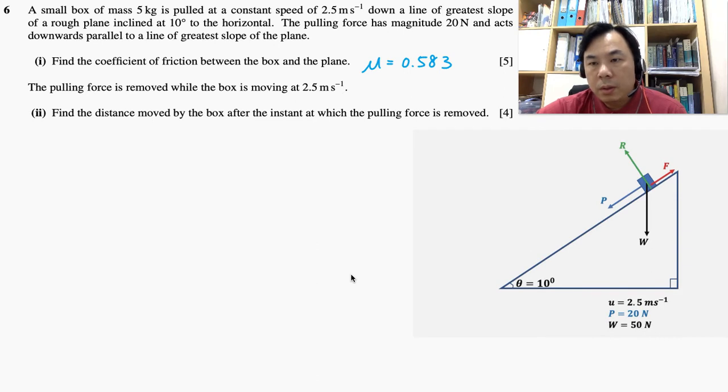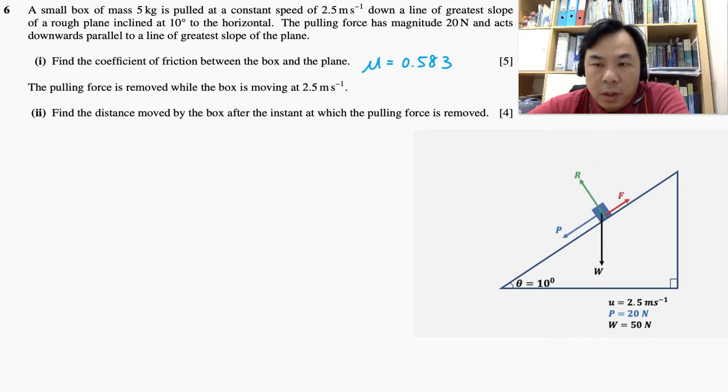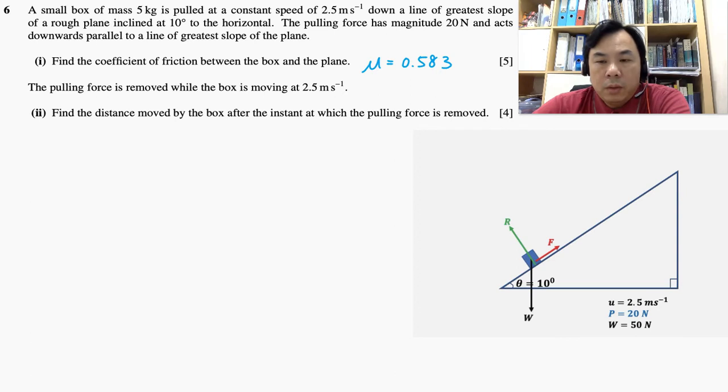Okay, so it will start to move down the slope. You can see that. Just hold on for a while. It's going to move down the slope, and then the pulling force is being removed, and after that it's going to slide down, and then it's going to stop somewhere due to the frictional force, assuming that it does not reach the bottom of the slope yet, right? So I hope you are clear what we are looking at here.